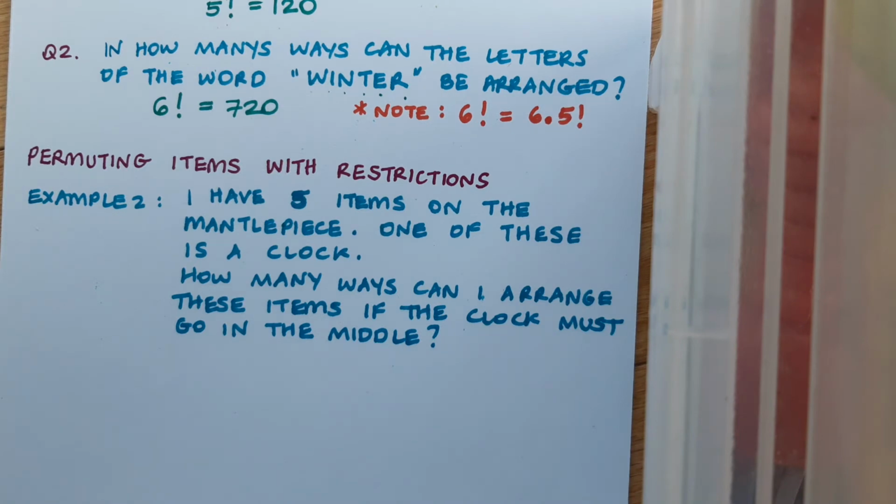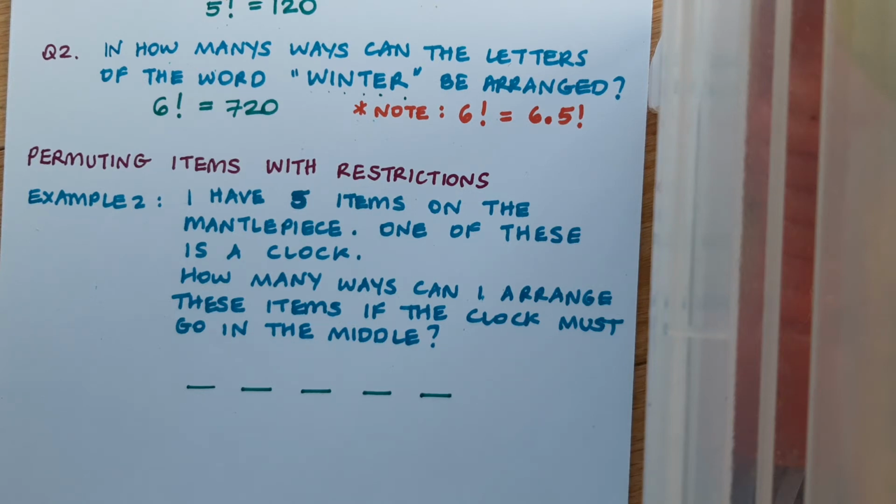I have 5 items on the mantelpiece. One of these is a clock, and I want to arrange them in different ways, but the clock must go in the middle. So how many ways can this be done? Well, this time it's less convenient for me to use factorial because there's a restriction in the question. So I'm going to think about those 5 items and think about the different options I have for their positioning.